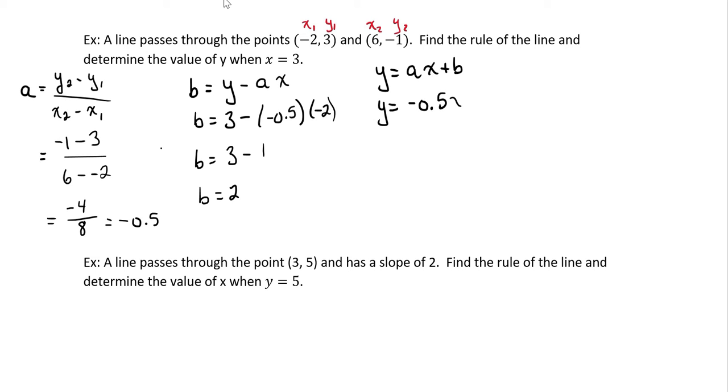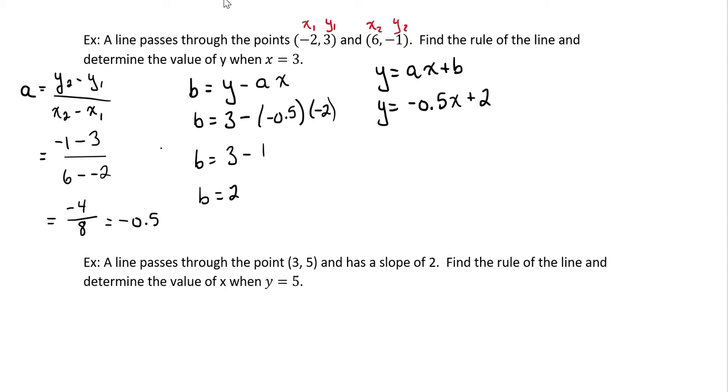We still write our x. And then instead of b, we write 2. So all I've done is I've replaced a and b with the numbers we found, and I left x and y as x and y. So this, if a question just says find the rule, this is it. This is what you need to do. This is your answer right here.